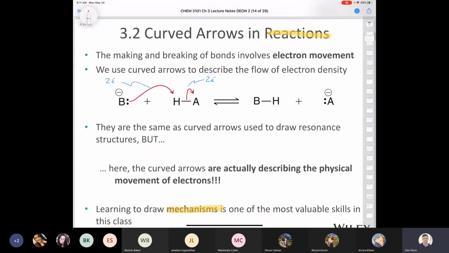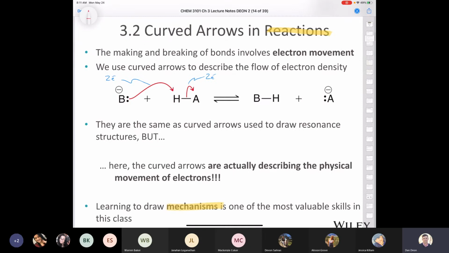From there, we talked about curved arrows in reactions. If you remember in chapter 2, we spent a lot of time talking about curved arrows in resonance structures. Those represent the delocalization of electrons around a molecule or ion. And in this section, we actually looked at the actual flow of electrons in an actual chemical reaction, where we had bonds being broken and bonds being formed. And so we discussed the physical movement of the electrons.